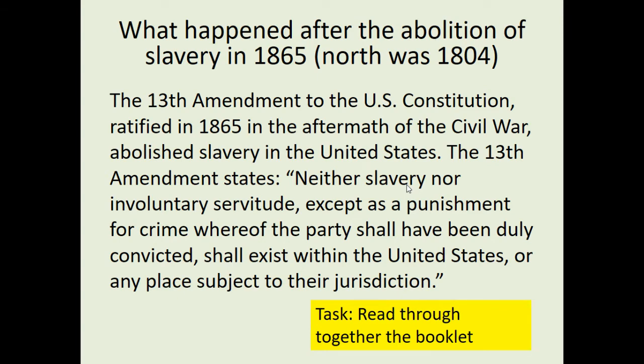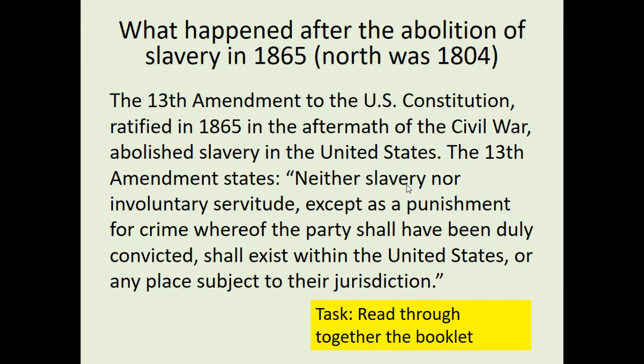It states that neither slavery nor involuntary servitude, except as a punishment for crime whereof the party shall have been duly convicted, shall exist within the United States or any place subject to their jurisdiction. Right. That's got a lot of long words in it. So let's break that down.